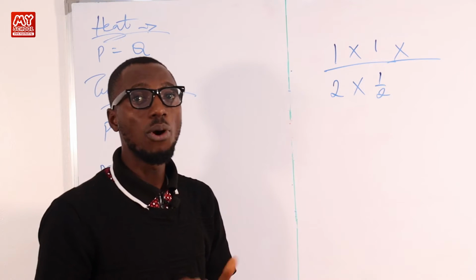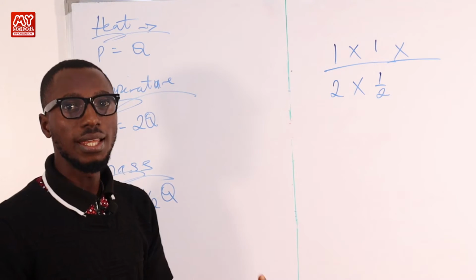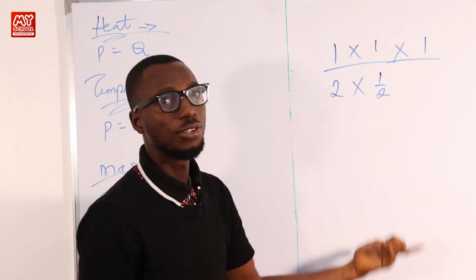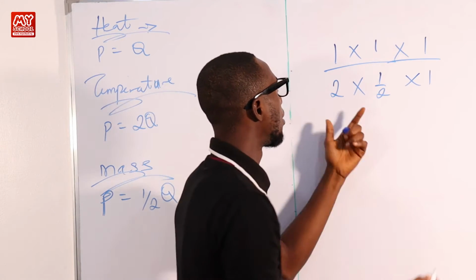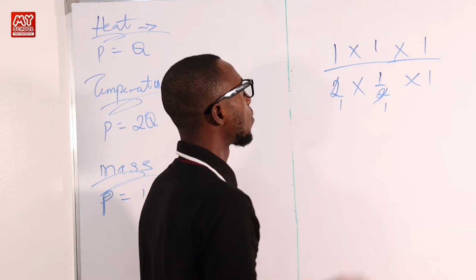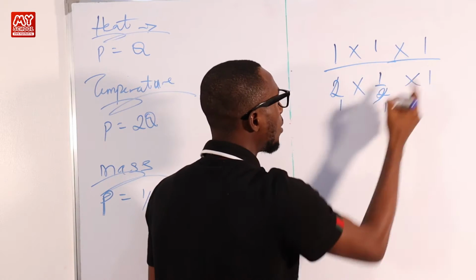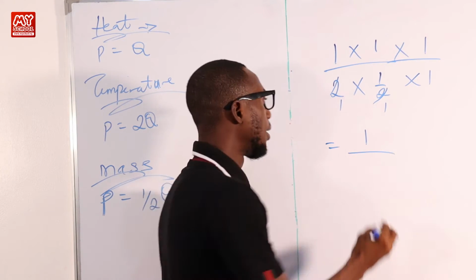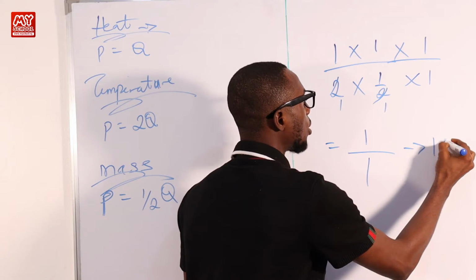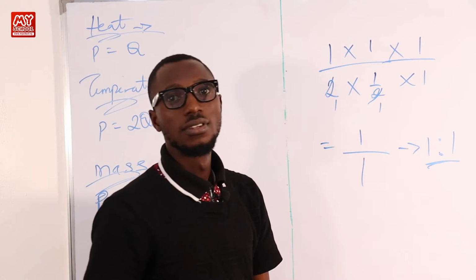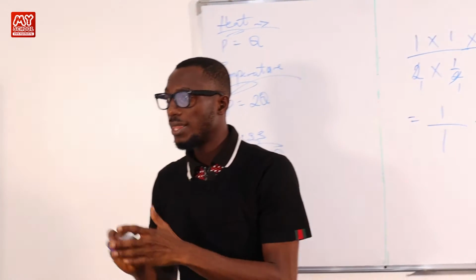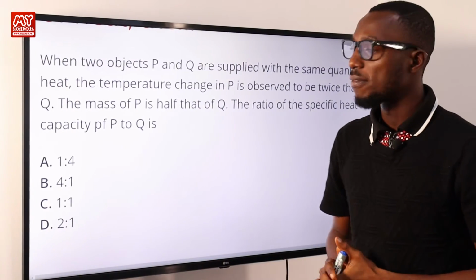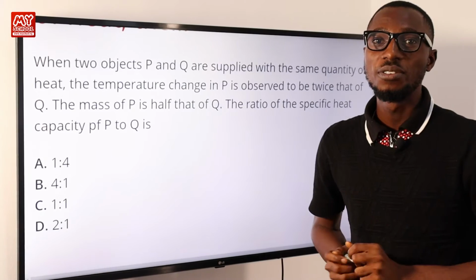To be more detailed, I'll just have to include the heat content. So we have the heat supplied in P is 1, and what is supplied in Q is still 1. So let's do this. We have 2 here, 1, 2 here, 1. So practically we have 1 times 1, that is 1, over, for the denominator, 1 times 1, that is 1. So we have 1 ratio 1. So we just have to go right there and select the correct option. Scanning through them all will confirm that option C is correct, 1 ratio 1.